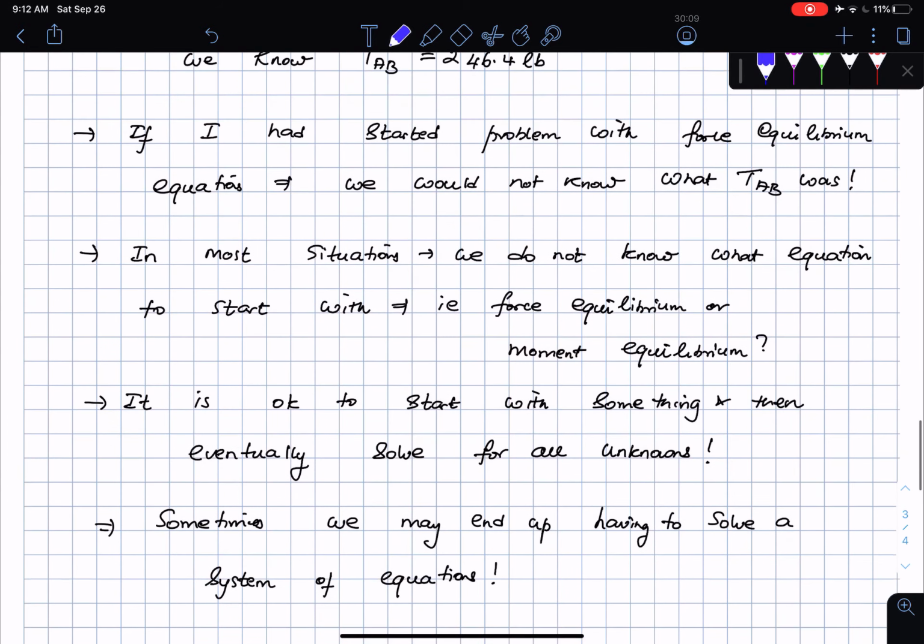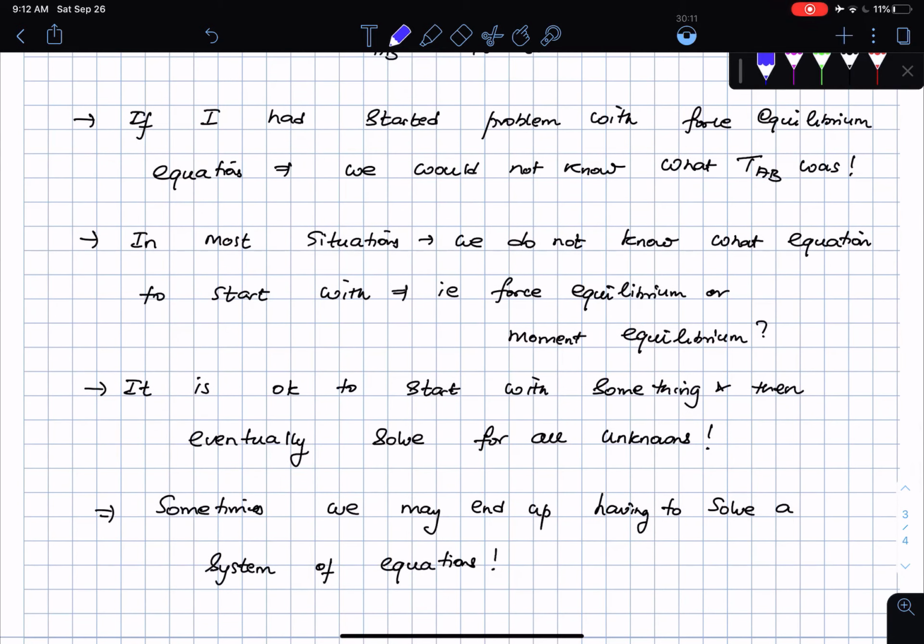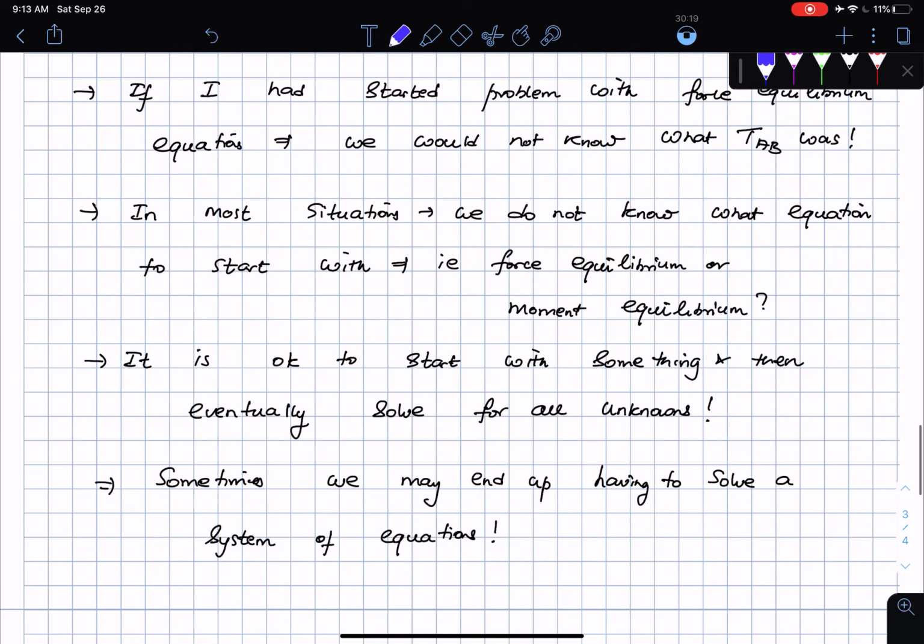Okay, and so the question is, what do I start the problem with? I don't know. Sometimes I may not have any idea on which equation to start off with, so I use all the equations, and then I might end up having to solve a system of equations, which is completely fine. All right, so this is an excellent problem. Once again, a fairly gentle problem. We're going to solve a little more complicated one later on, okay? But I hope this is a good introduction to rigid body equilibrium.